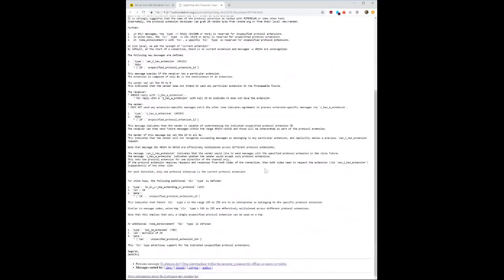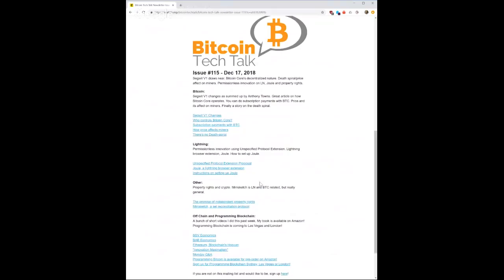But you know, very prominent Lightning dev, at least on the email list and so on, wants some way for permissionless innovation. And so this is a specification to allow for permissionless innovation using protocol extensions that not everyone has to use. So really good stuff. I encourage you to take a look at it if you are a Lightning dev.